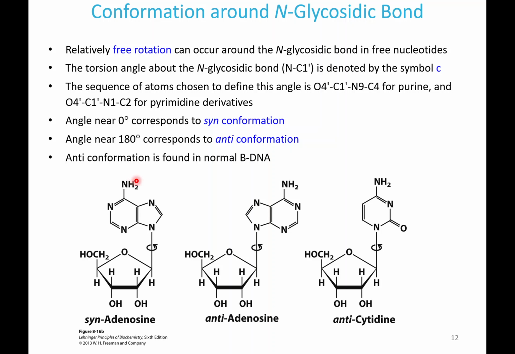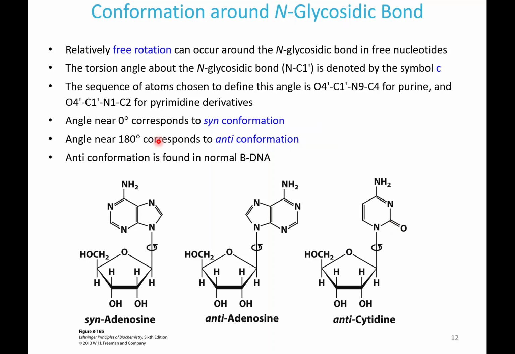Okay, so how do you know what conformation it's in? Well, there's a torsional angle that's defined between the oxygen here, the ribose ring carbon, and then either this nitrogen and this carbon in a purine, or it's defined from this oxygen, this carbon, this nitrogen, and C2 of a pyrimidine. Okay, so that would be C2.